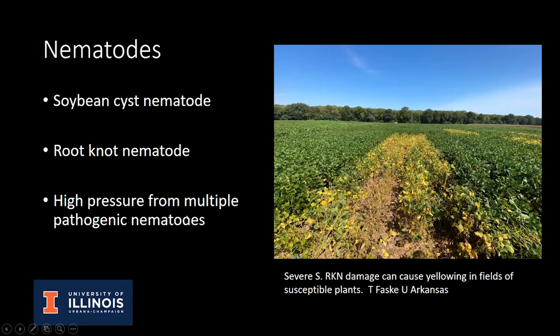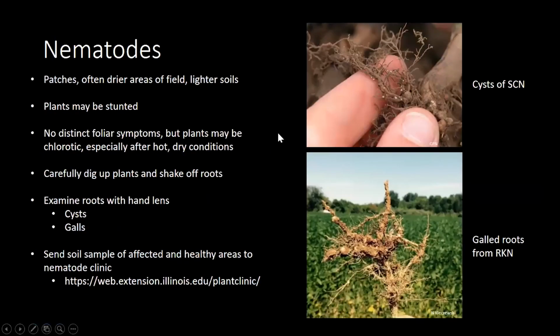Really the only way to get a good idea of if you're dealing with nematode issues is to go out there and sample affected areas versus unaffected areas and send those off to a plant diagnostic clinic like the University of Illinois Clinic, or a nematode service; there are several independent ones. Go to whichever one you're used to going to and get some numbers, and see if there are differences in those nematodes in affected versus unaffected fields. But nematodes usually like the drier areas of the field, lighter soils.